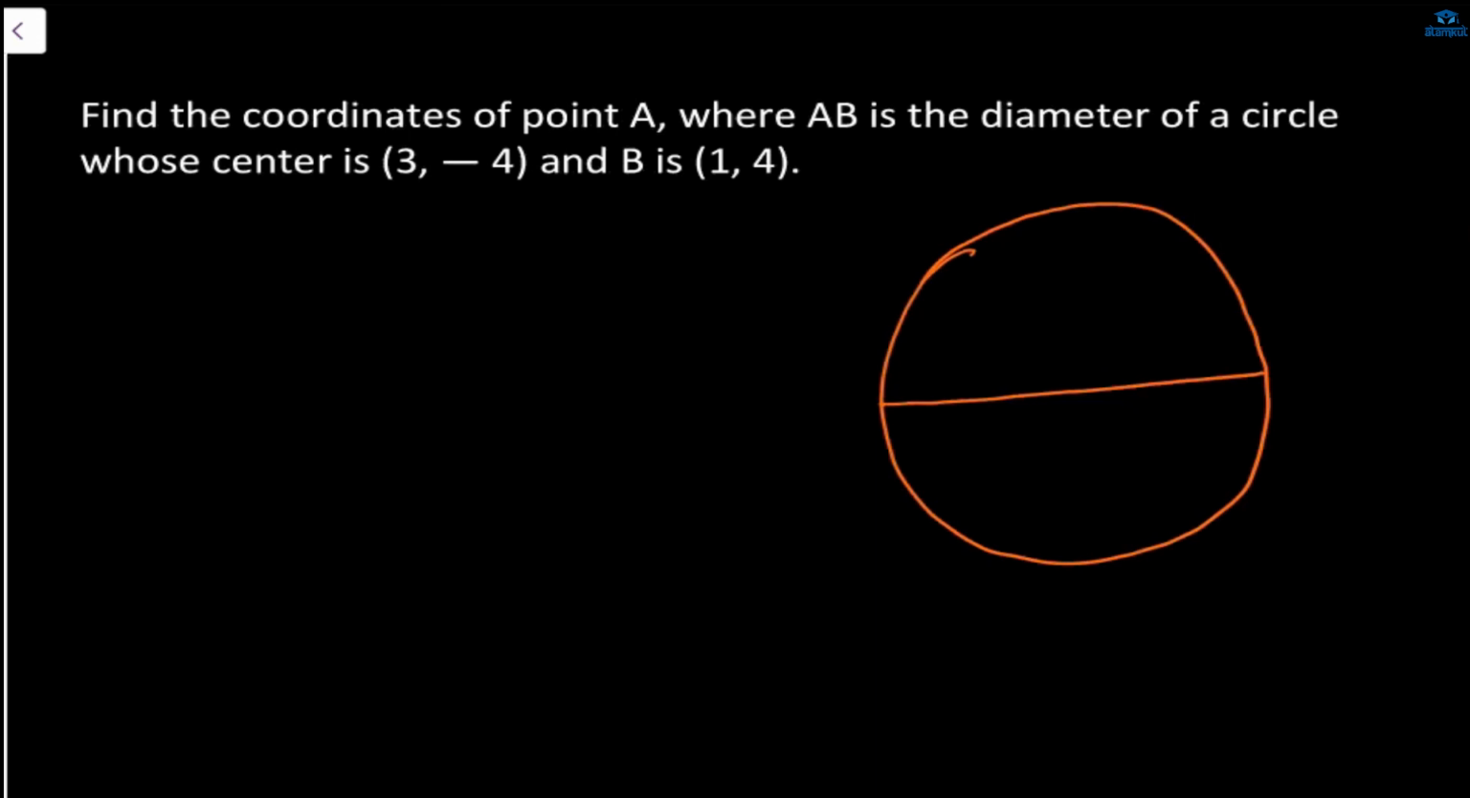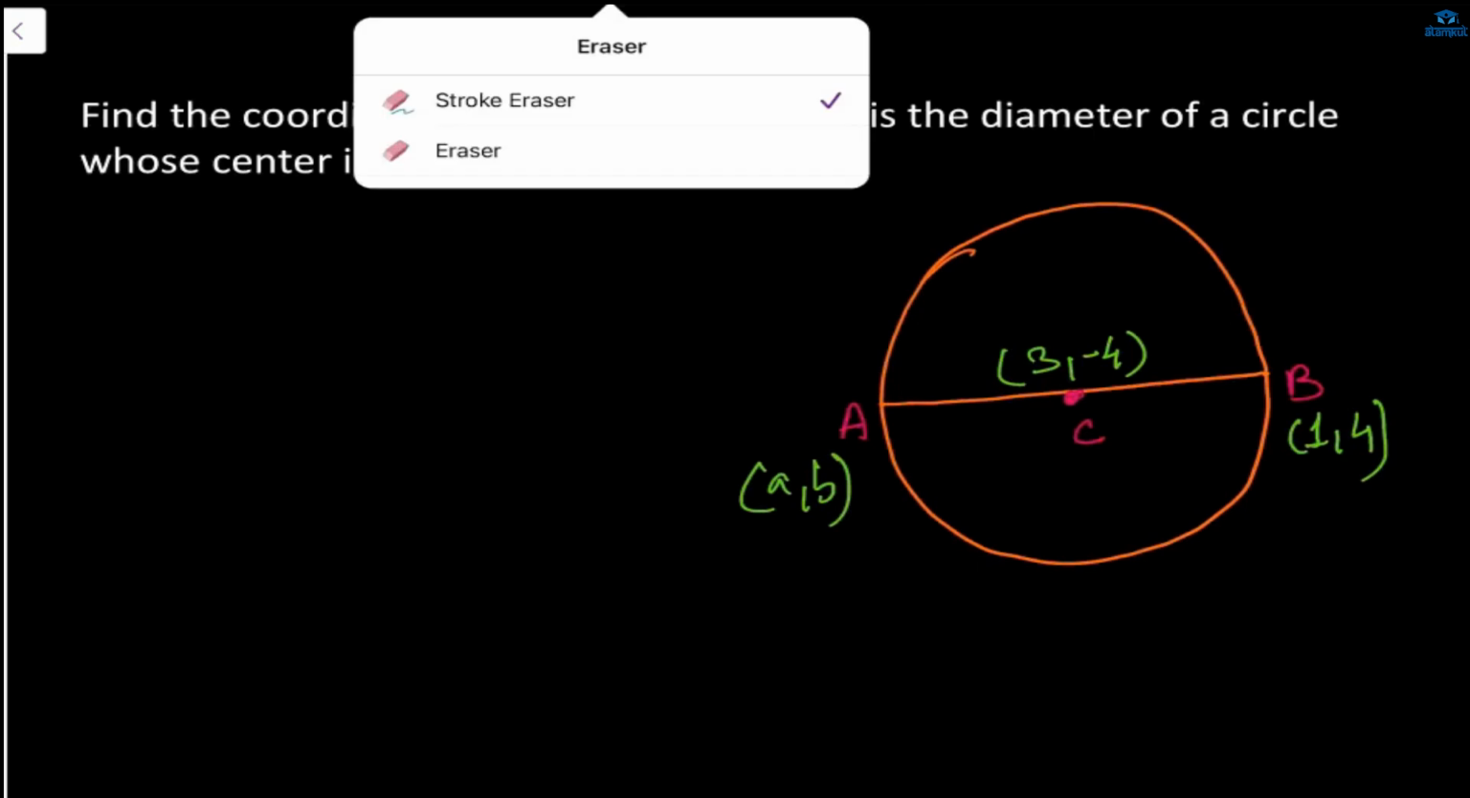Now what are the points that we are having? Point A and B, because AB is the diameter and C is the midpoint. The value of C is given as (3, minus 4) and B is (1, 4), and we are assuming that the coordinates of A are (a, b). You can also assume (x, y). It's better that I write (x, y).